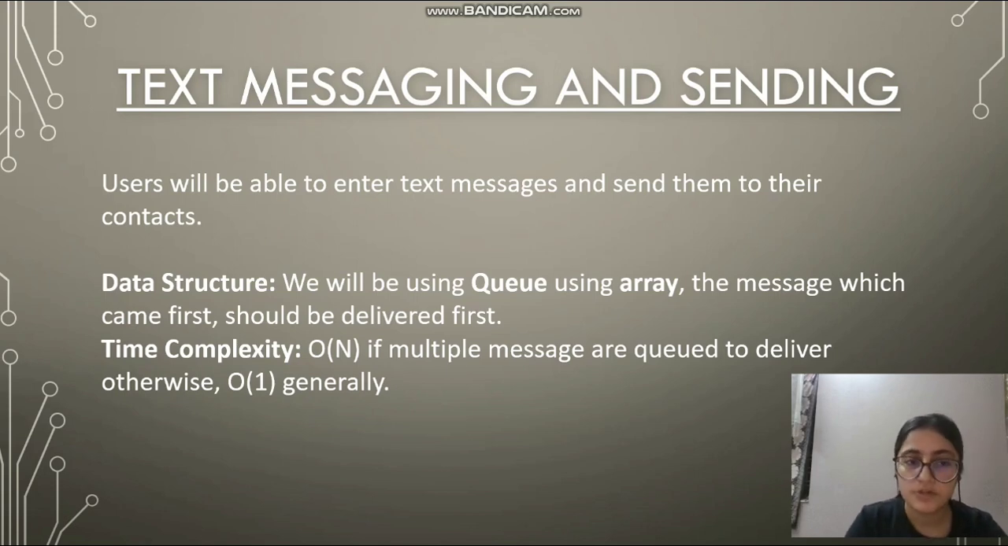The data structure used in this is a queue using an array, because the message that the user writes first, we want to be delivered first. The time complexity for each message that the user sends will be O(1). But if there are multiple messages queued together, then the time complexity will be O(n).